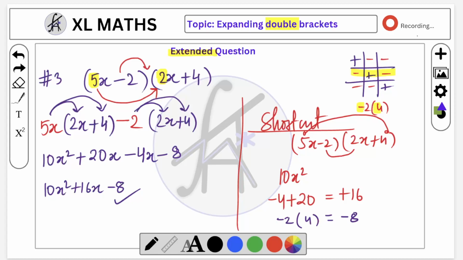So let's write it in here. It would be a positive 16x and minus 8, which is the same as the answer we have.